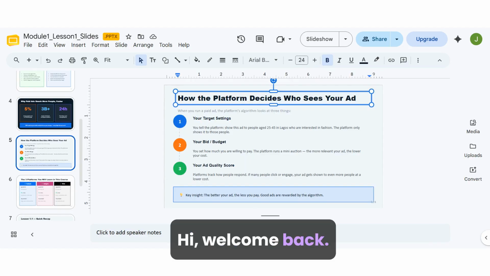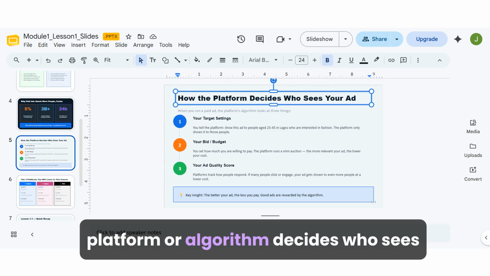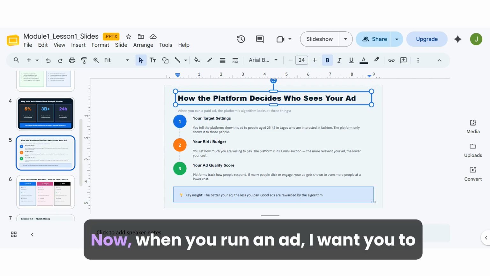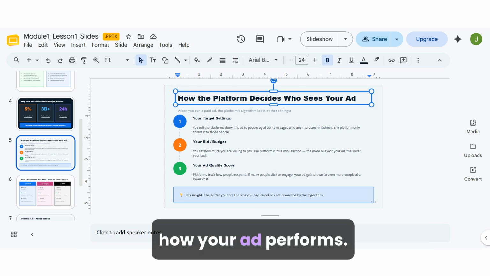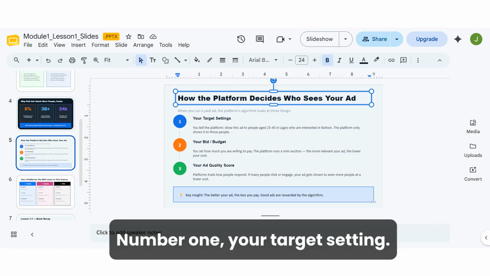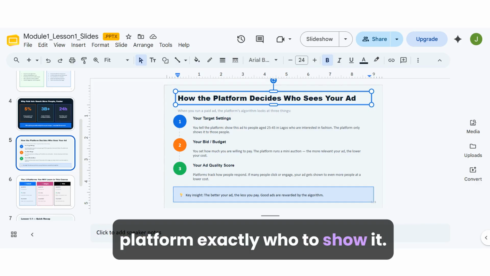Hi, welcome back. Now, let us talk about how the platform or algorithm decides who sees your ad. Now, when you run an ad, I want you to know that three things mainly influence how your ad performs. Number one, your target setting. When you create an ad, you tell the platform exactly who to show it to.